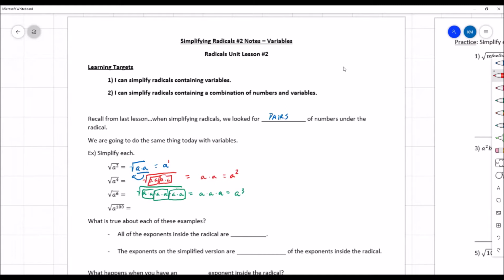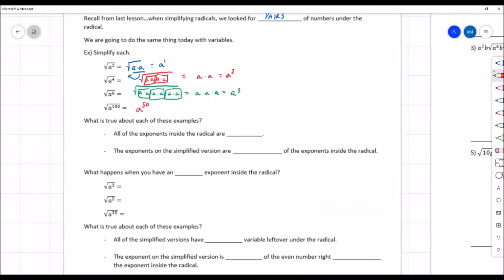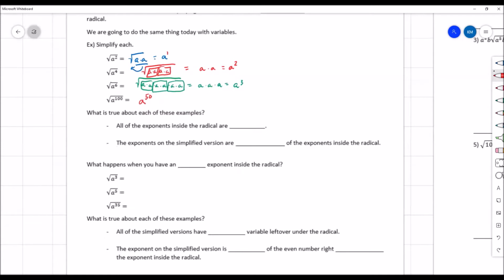So a to the 100th power, we have how many a's? 100. So the question is, how many pairs of a's do we have? 50. So the square root of a to the 100 is a to the 50th power. As we look at this, what's true about this? All the exponents inside the radical are even, and the exponents on the simplified version are half of the exponent inside the radical. That's why there's no leftovers and it's easily divisible.